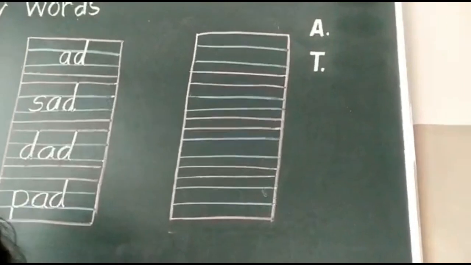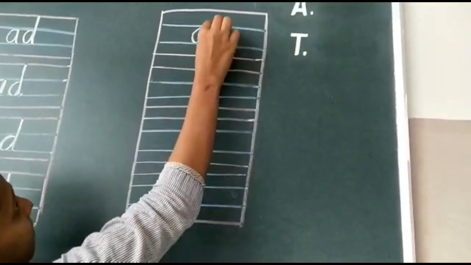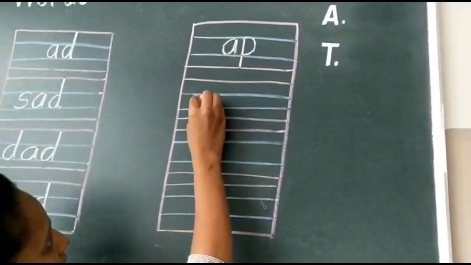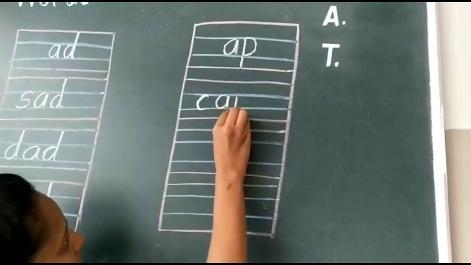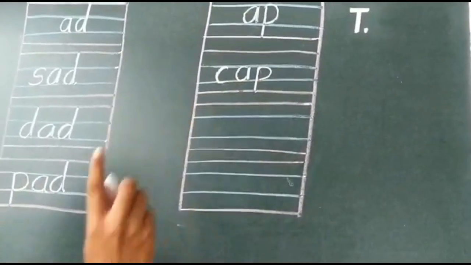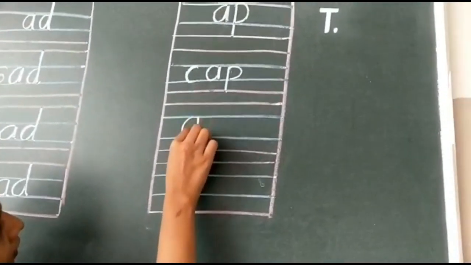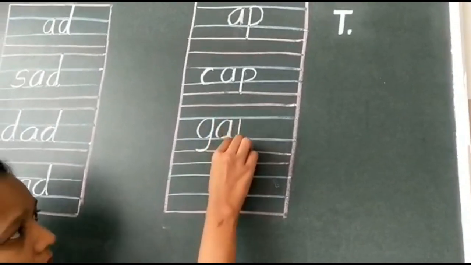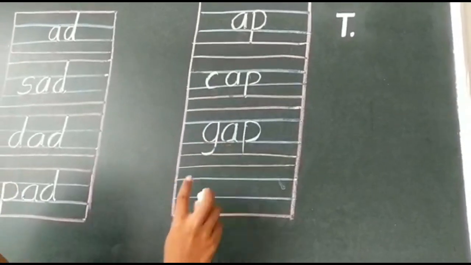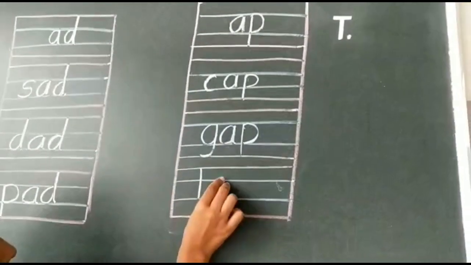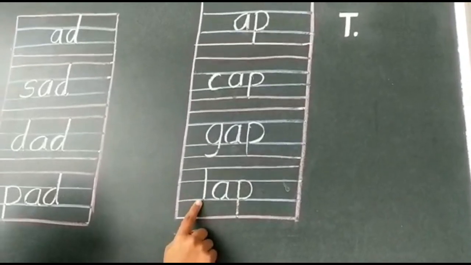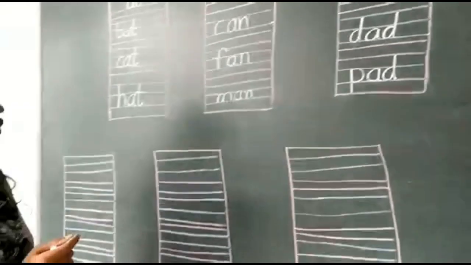The next word is get. G, e, t, get. G, e, t, get. The next, l. L, a, p, lap.